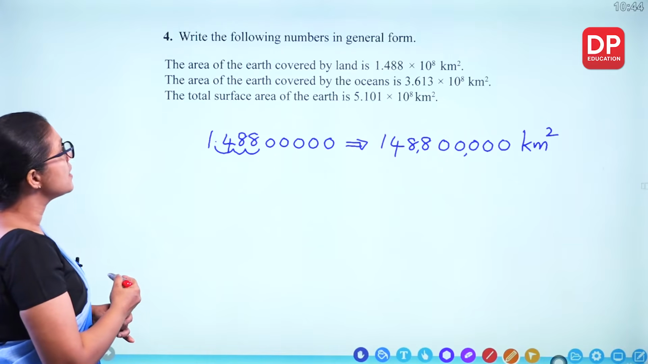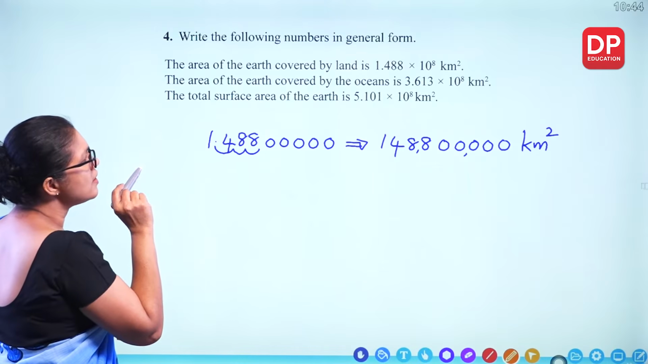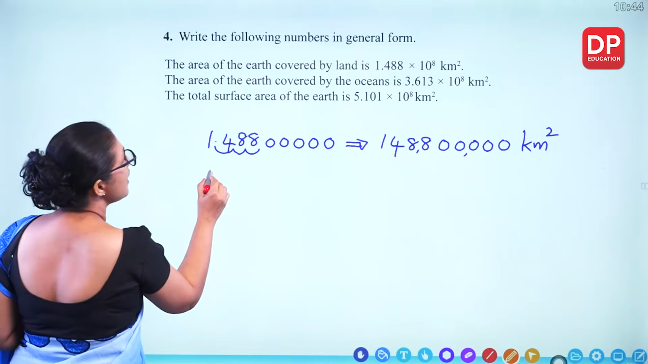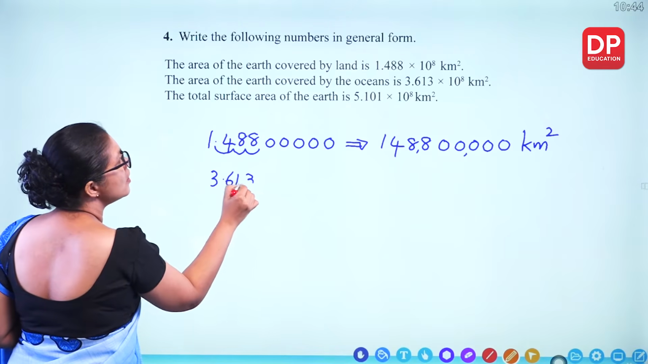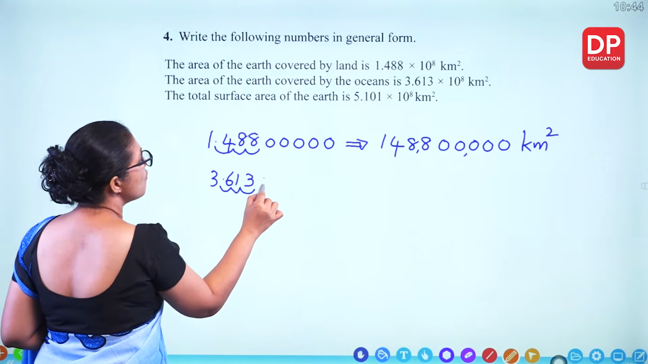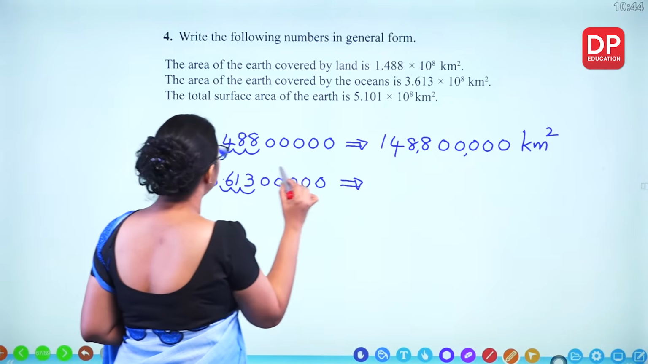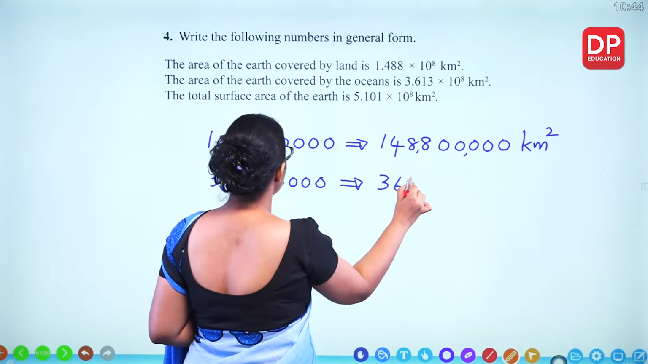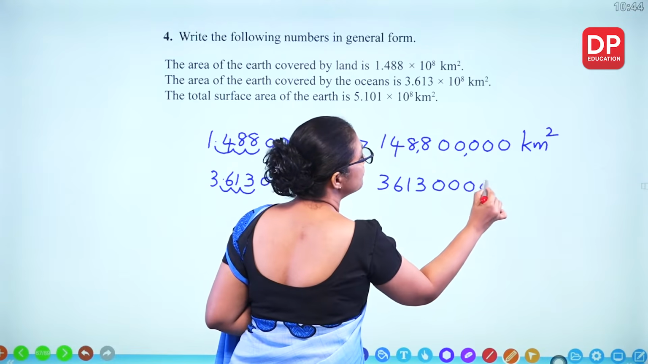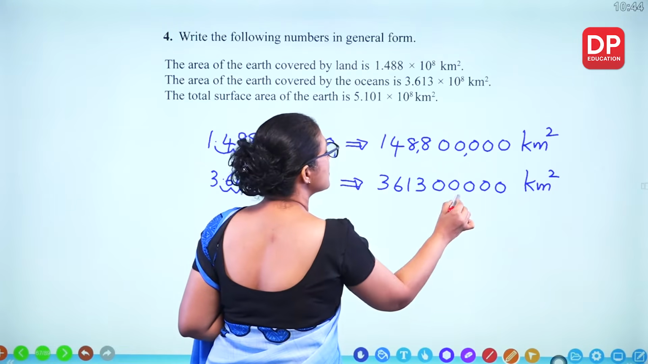148,800,000 square kilometers. The area of the earth covered by the oceans is 3.613 × 10^8. Again, here you have to move 8 places to the right. 1, 2, 3, 4, 5, 6, 7, 8. So what's the number? 3, 6, 1, 3, and 5 zeros. And this is also square kilometers.